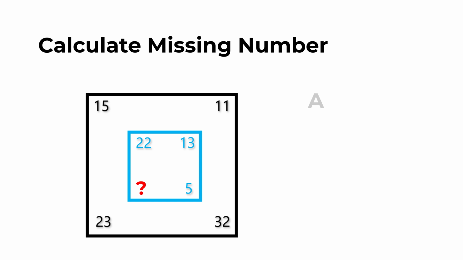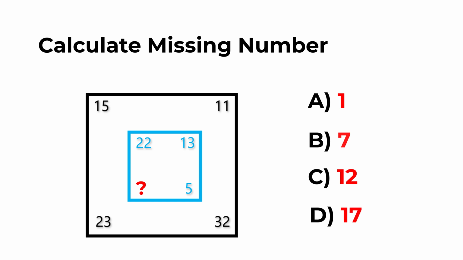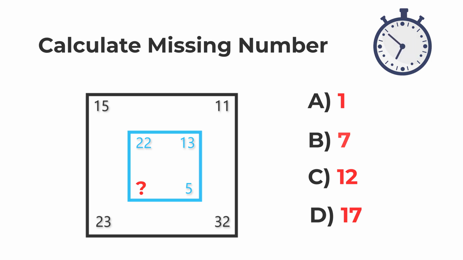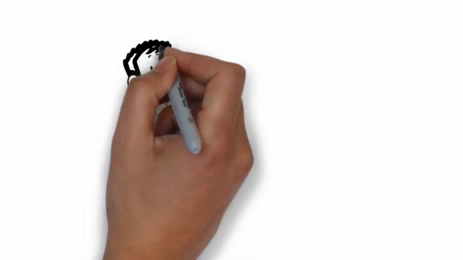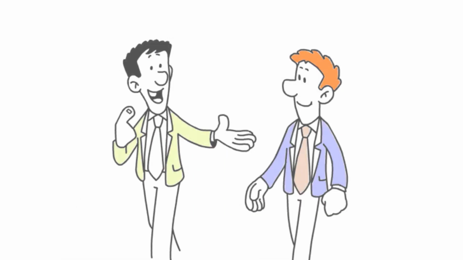Your choices are choice A, 1, choice B, 7, choice C, 12, choice D, 17. Give yourself 10 to 15 seconds, maybe 20 seconds. Possibly pause this video to see if you can come up with the answer. Do you see the pattern? Did you calculate the answer? Let's continue to see how we can get to the correct solution together.